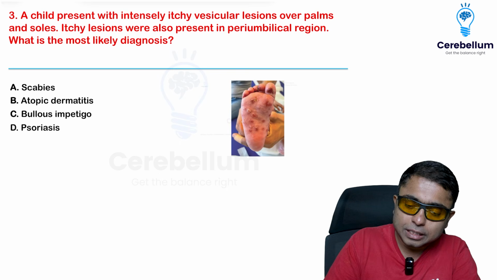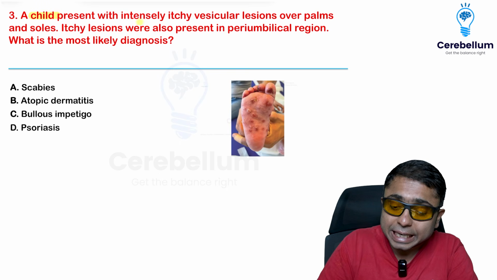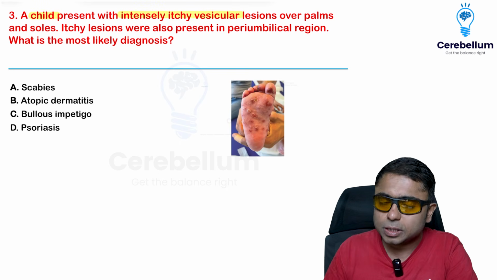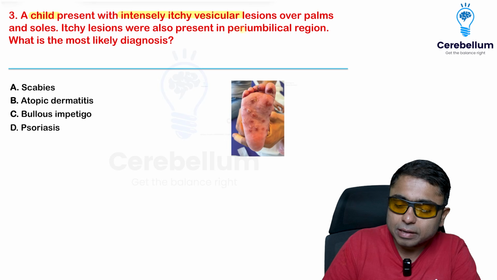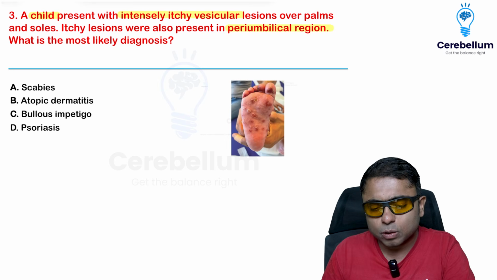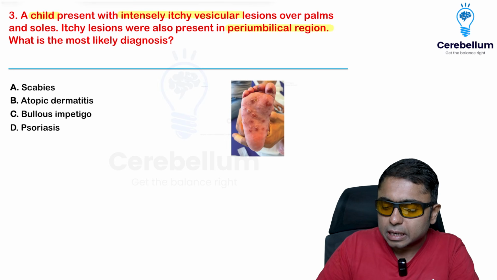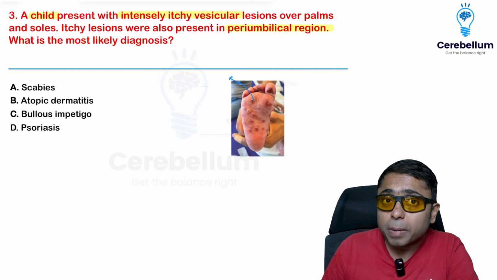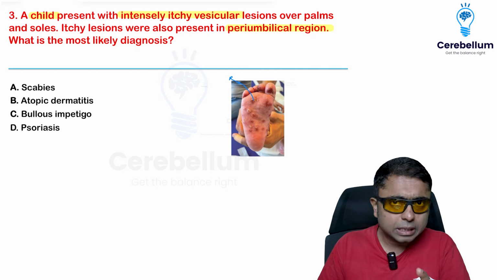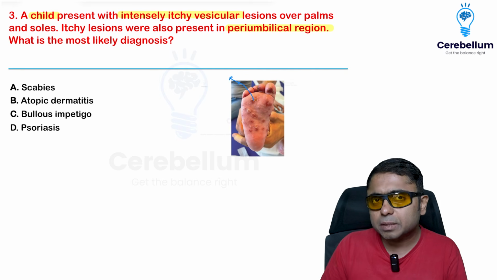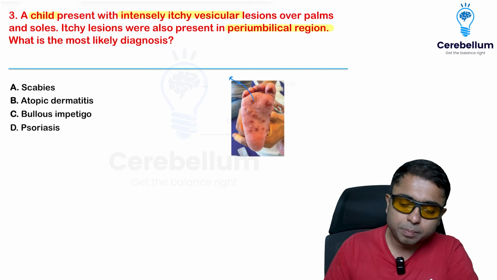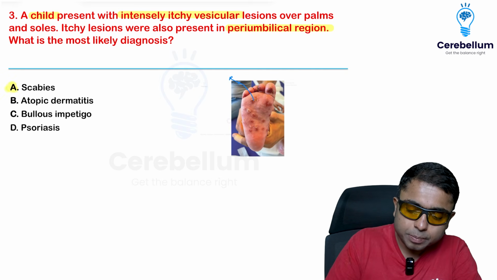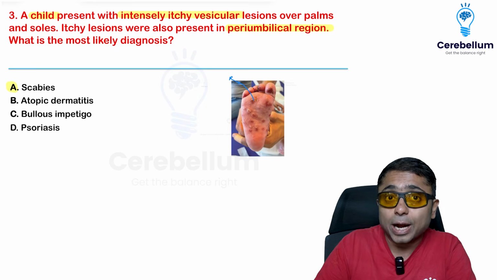Next we have this child which is presenting with intensely itchy vesicular lesions over the palms and the soles, and there were itchy lesions over the periumbilical region, and also an image was given which was showing some vesicular lesions present over the palms and soles. So this is a very, very classical presentation of which condition? So it is scabies. Now you might get a doubt, sir, why is it not atopic dermatitis?